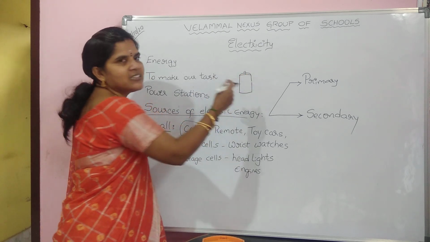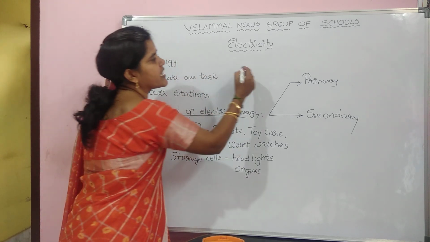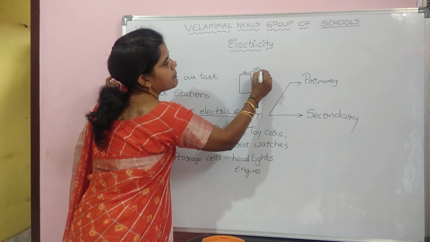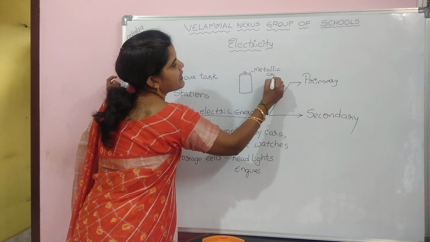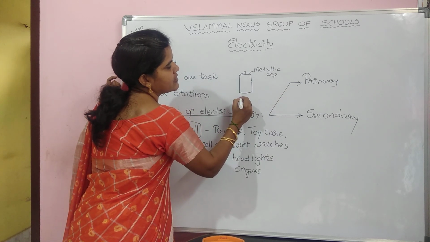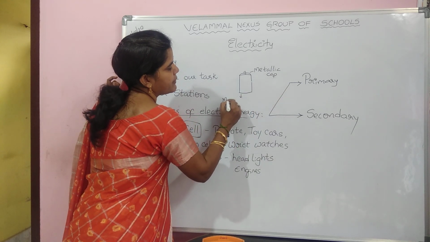What do we call this? This is like a hat. We call it as a metallic cap. And down we call it as metallic base. It is a base for the cell and hence we call it as metallic base.